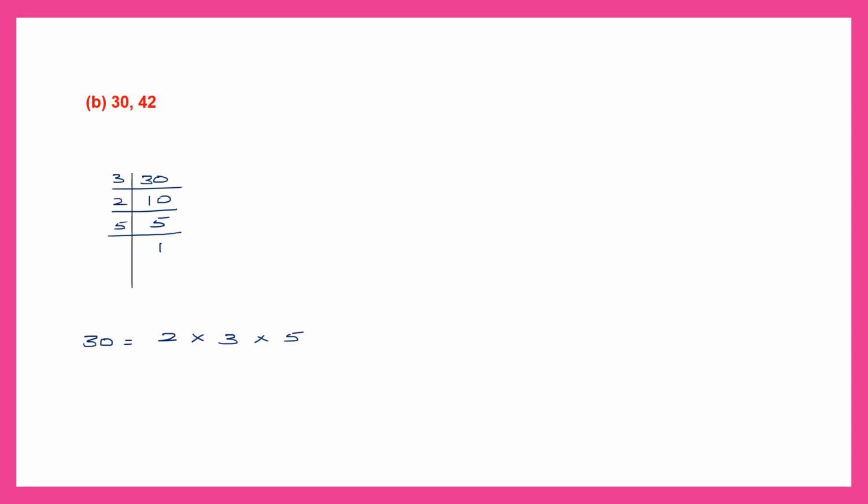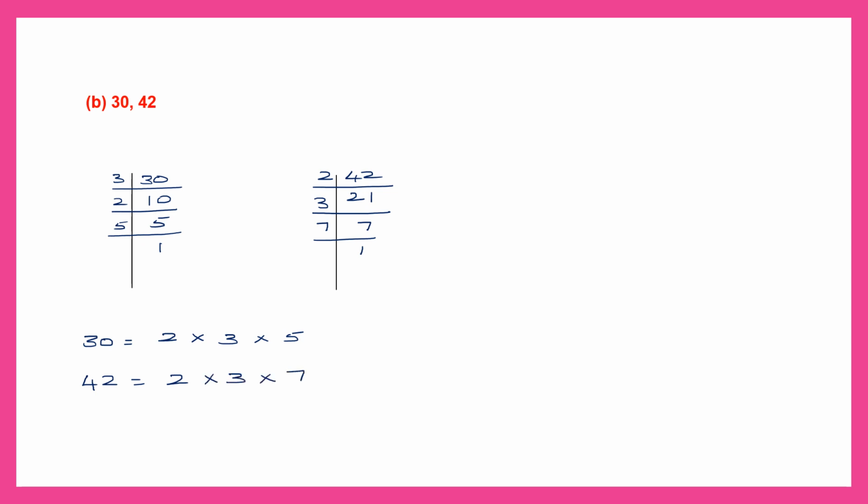Now let's find the prime factors of 42. So let's begin with 42 now, and let's start with 2. 2 2s are 4, 2 1s are 2. We have 21. I cannot use 2 anymore, so I'm going to use 3. 3 7s are 21. Now 7 can be divisible only by 7, which is also a prime number. So 7 1s are 7. So what are the prime factors of 42? 2 into 3 into 7.